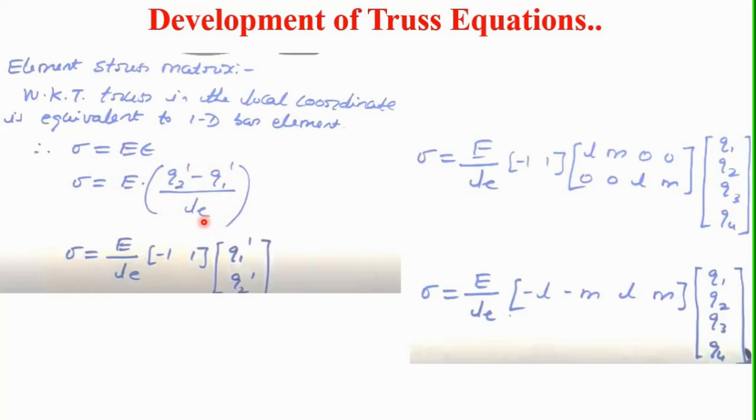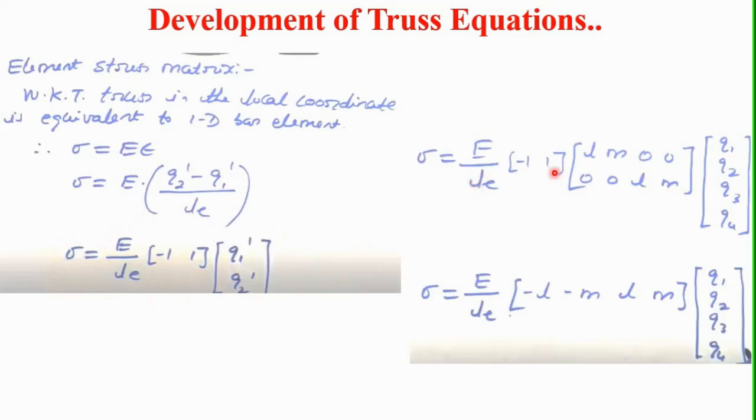Then again we will write this equation in matrix form. So therefore sigma is equal to capital E divided by LE into minus 1, 1, and q1 dash, q2 dash. This equation is converted into matrix form. So this is the stress matrix, the elemental stress matrix in the local coordinate system.